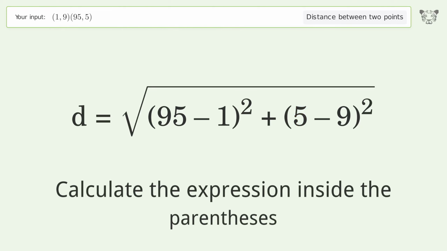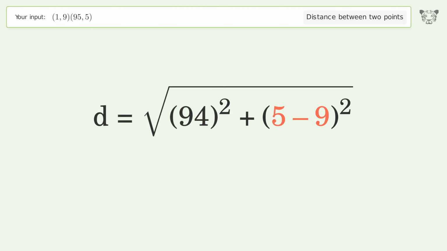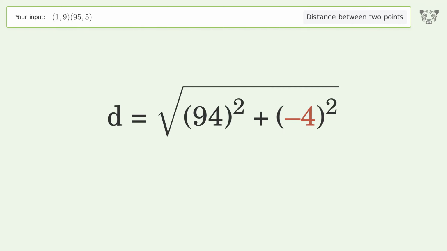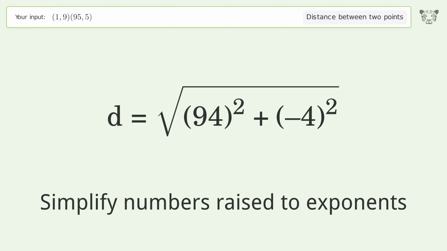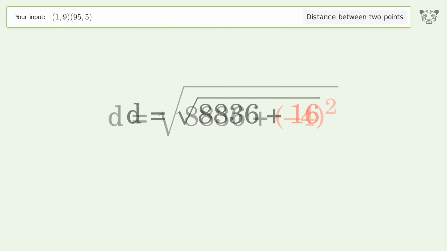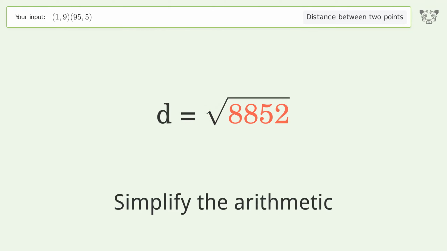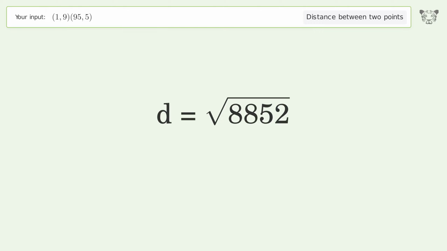Calculate the expression inside the parentheses. Simplify numbers raised to exponents. Simplify the arithmetic. And so the distance between the 2 points is the square root of 8,852, or 94.085.